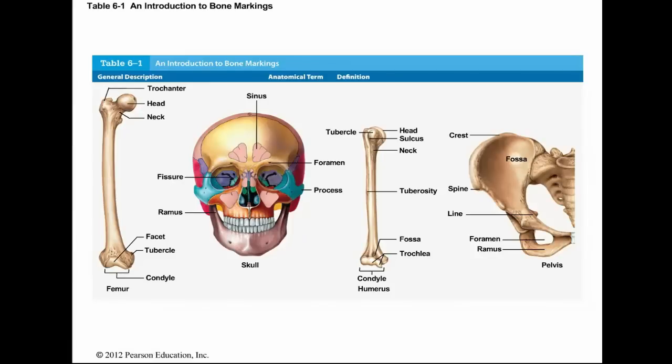You can see on the humerus that we have other bony landmarks called the tubercle, the head, the sulcus, the neck, the tuberosity, the fossa, and the trochlea. Then if we move over to the pelvis, you've got what is called the crest of the pelvis, and you should be able to palpate the crest of your pelvis, the spine and the fossa, the line or the round line on the inside of the pelvic bone, the foramen, and the ramus.